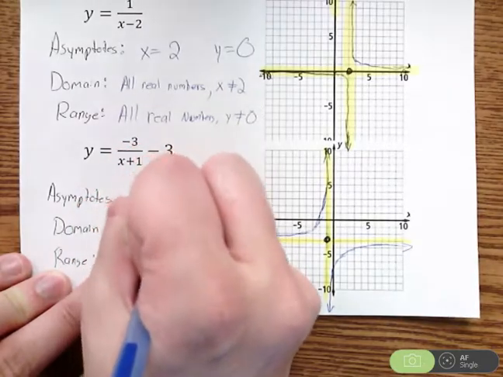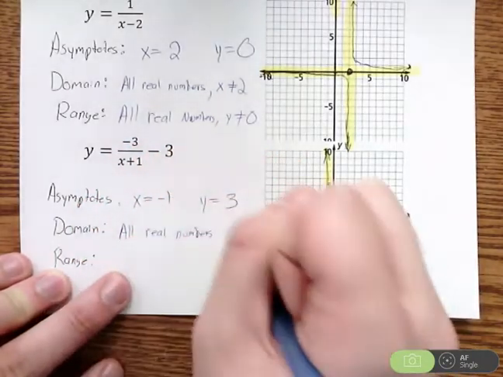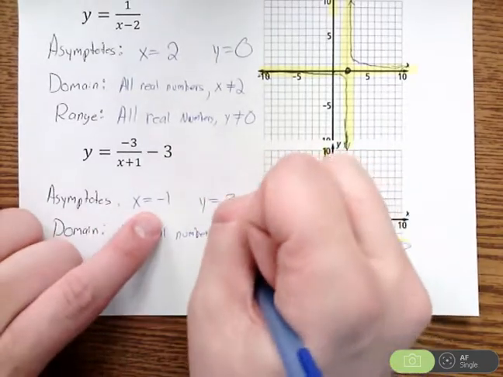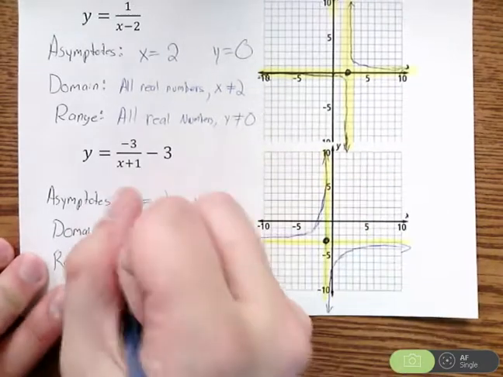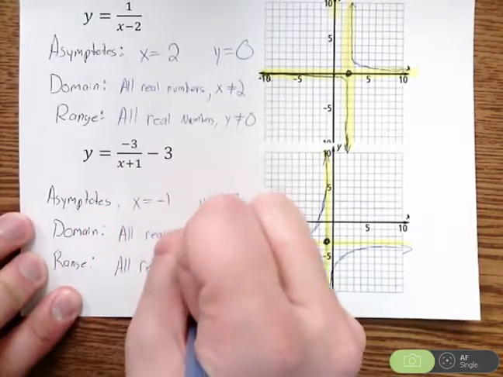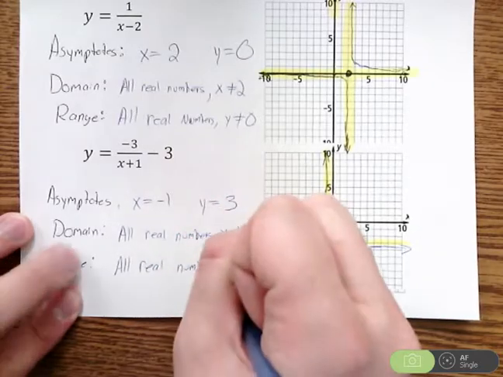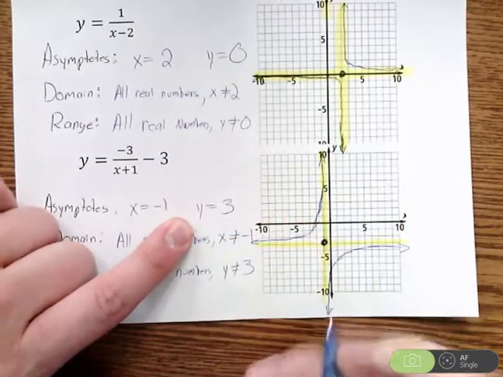all real numbers except x cannot be -1. My range is going to be all real numbers except y is not going to be negative 3.